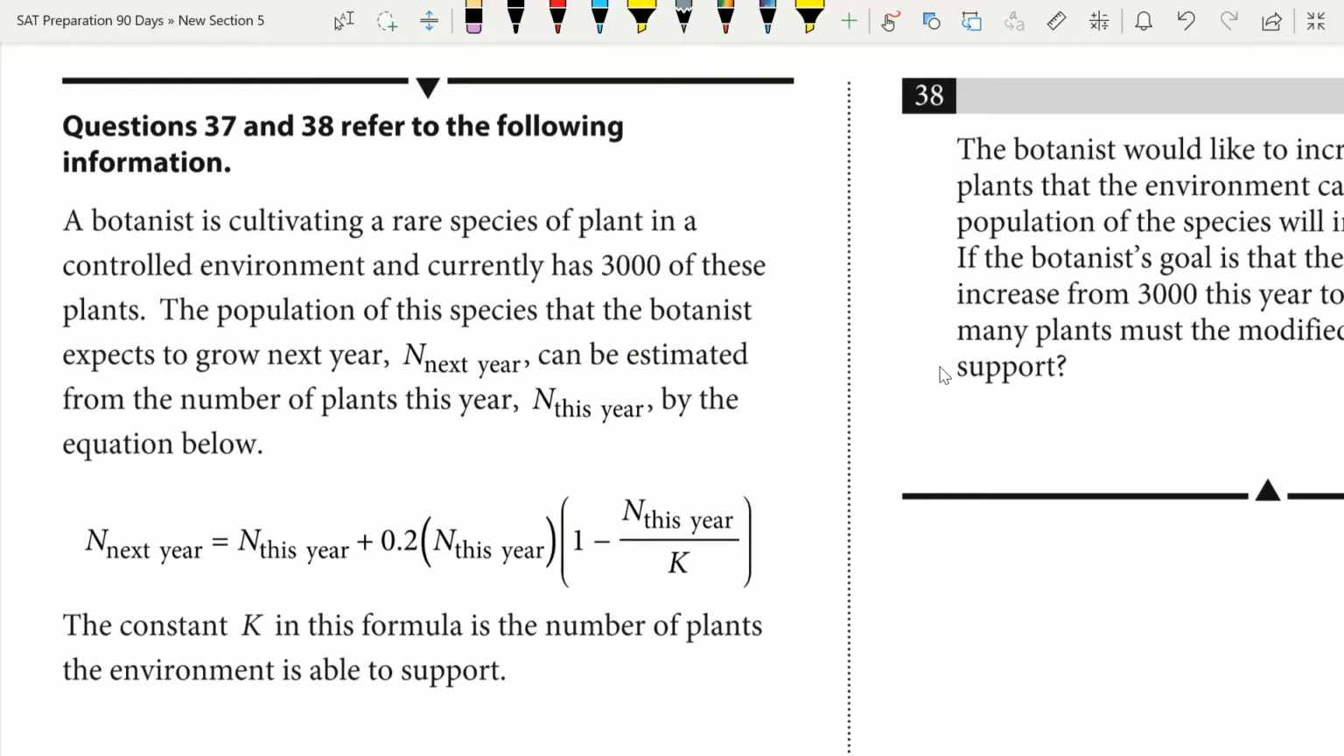We've got a botanist cultivating a rare species of plant in a controlled environment, and she currently has 3,000 of these plants. The population of this species that the botanist expects to grow next year, symbolized by N next year, can be estimated from the number of plants this year, N this year, by the equation below. Now, this is a large equation.